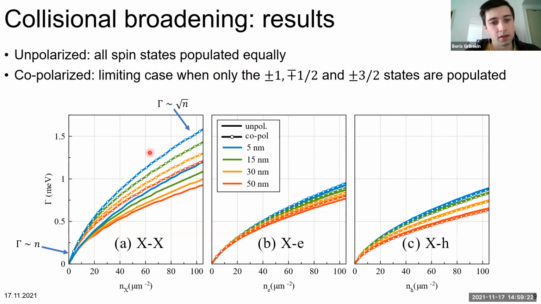And you can see that in the exciton-exciton case, there is a pretty large difference between these two cases across all quantum well widths, while in the exciton-charge carrier cases, there is basically no dependence on the polarization. But these are numerical curves, and it's difficult to quantify what changes when we vary the quantum well width. We see that something's happening, but we can't really quantify it.